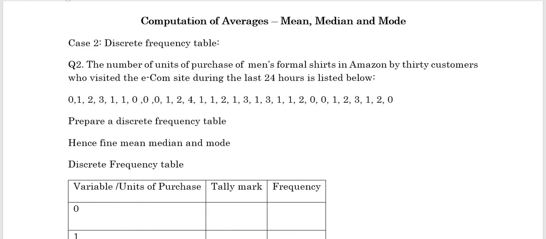Let's consider an example. The number of units of purchase of men's formal shirts in Amazon by 30 customers who visited the site during the last 24 hours is listed below: 0, 1, 2, 3, etc. The 30 customers' purchase details about formal shirts are enlisted. The questions are: prepare a discrete frequency table and also find mean, median, and mode. We are learning manual computation of these measures using the data.